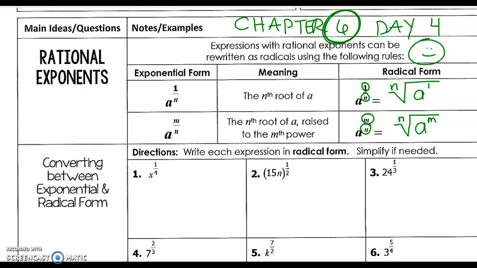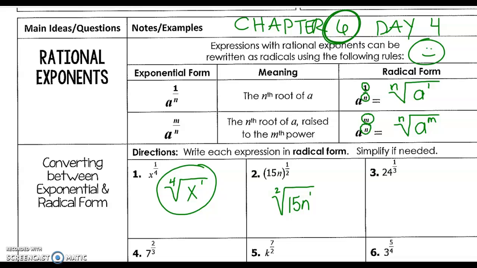So first thing we're going to do is convert from exponential form into radical form. Here, x to the power of 1/4 would be the 4th root of x to the power of 1, right? Which we typically wouldn't write the 1. 15n to the 1/2 would be the square root of 15n to the power of 1. We typically don't write that 2 out there, or the power of 1, so they would be invisible.